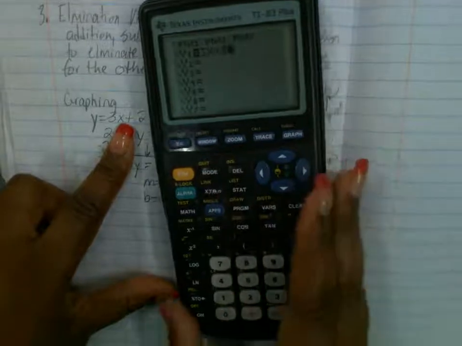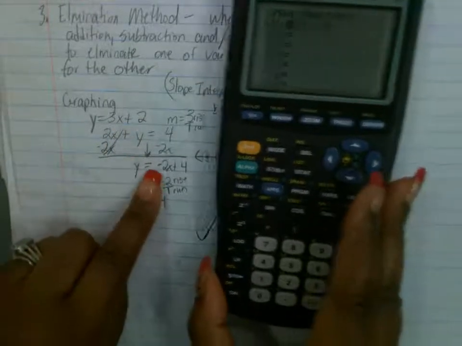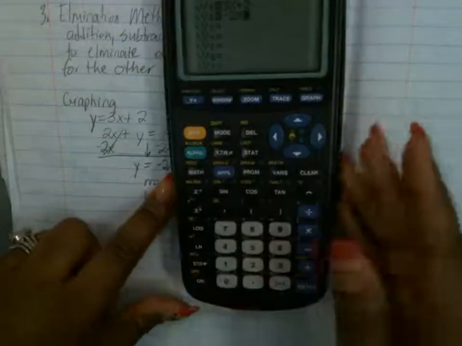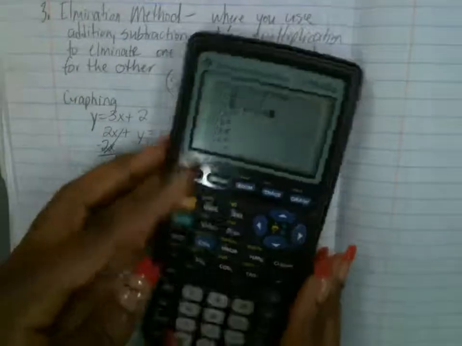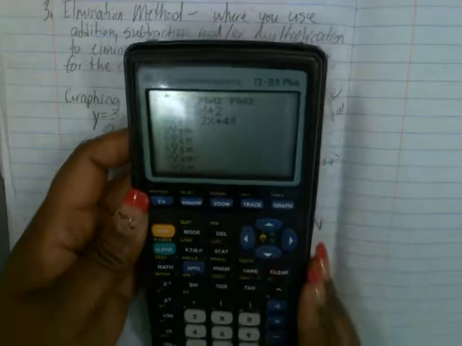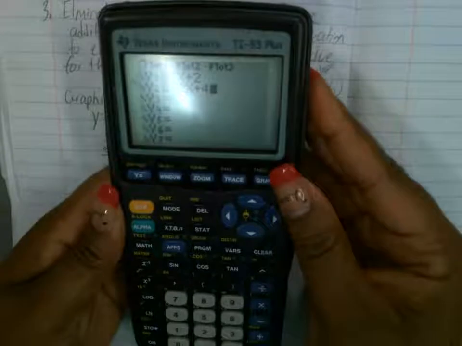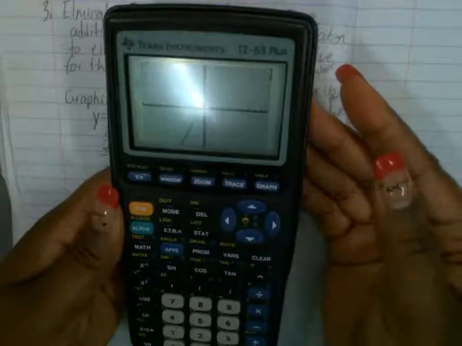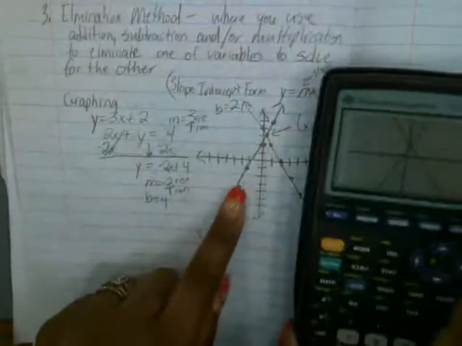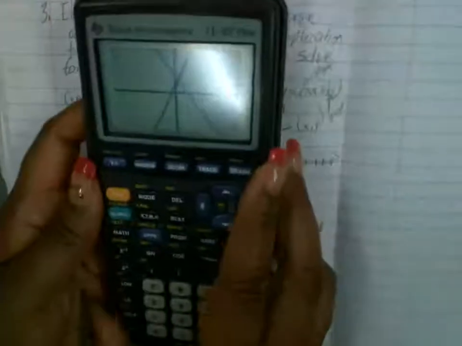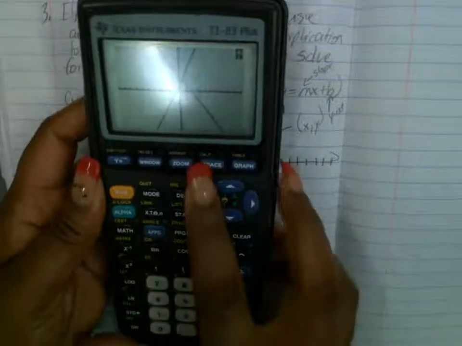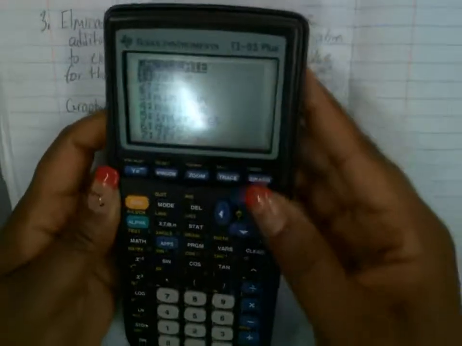3x plus 2. And then this one right here is negative 2x plus 4. So I type both equations in. Now I'm going to graph them. See how that's about what I have here. Now to figure out where they cross, you can go to second, trace, and go down to where it says intersect.